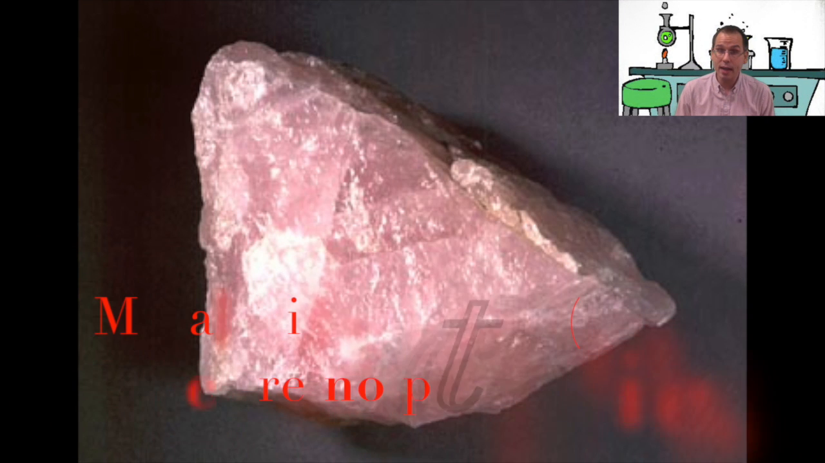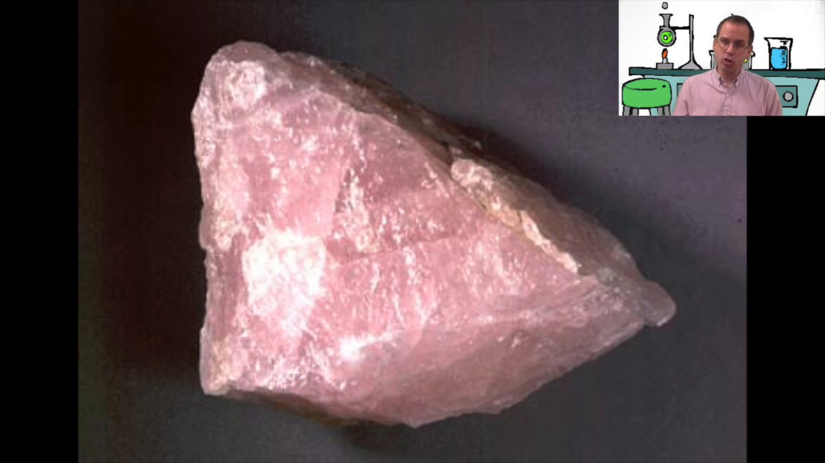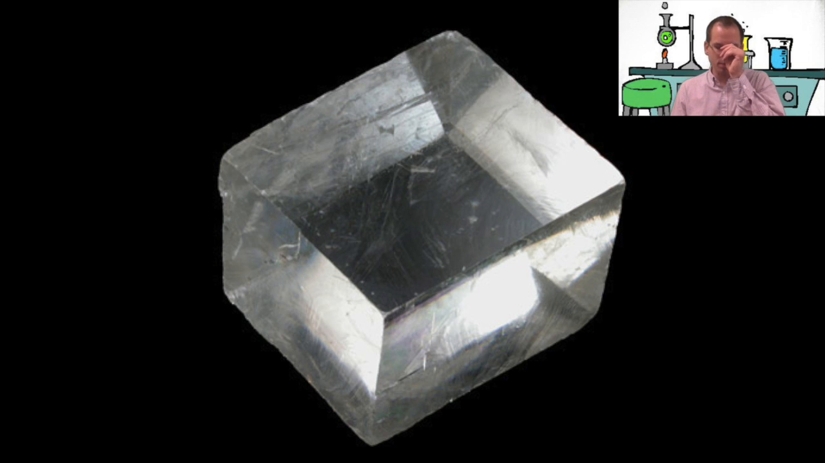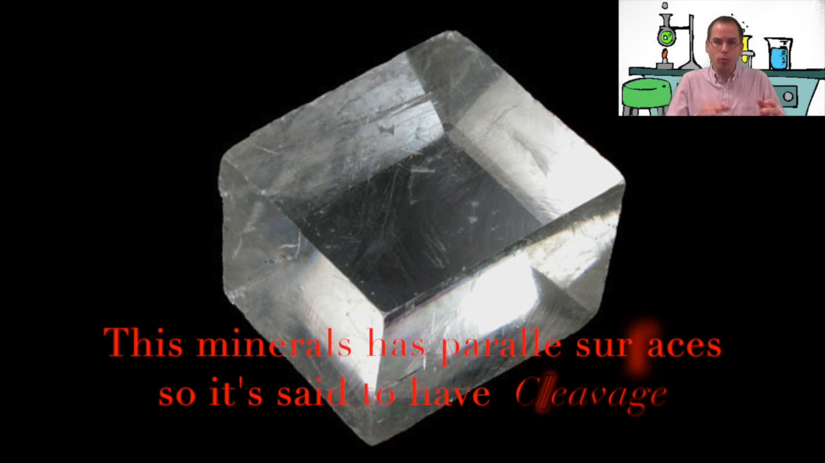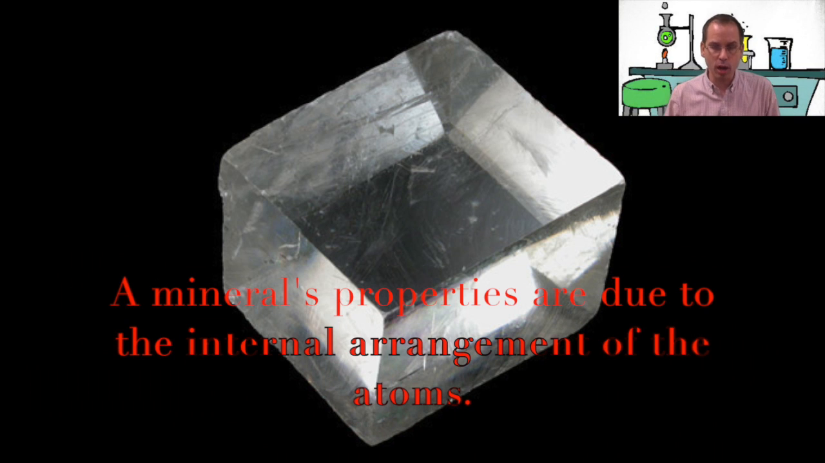Another thing you can look at is how a mineral breaks, and a mineral will break one of two ways. If it breaks irregularly, with no parallel surfaces, it's said to have fracture. If a mineral breaks very regularly at certain angles or with parallel surfaces, that mineral is said to have cleavage. And that is due to the internal arrangement of the atoms. In fact, all the physical properties we're going to talk about are due to the internal arrangement of the atoms inside that mineral.